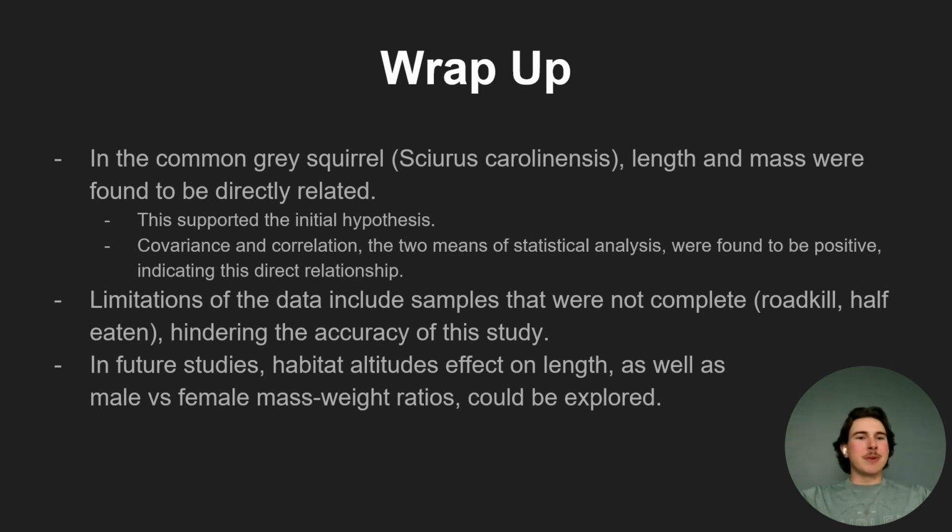Just to wrap things up, it's a final wrap up for you. It was found that in the common gray squirrel, length and mass were found to be directly related. This did support the initial hypothesis. Covariance and correlation, the two means of statistical analysis, were found to be positive, which indicated this direct relationship between those two variables. Some of the limitations we discussed were that some of the samples were not complete, so they were roadkill, half-eaten, etc. And obviously the accuracy of that was not great for our study, but that's okay.